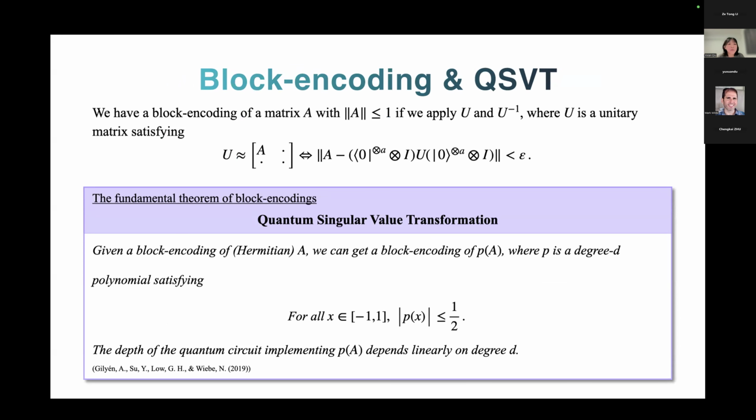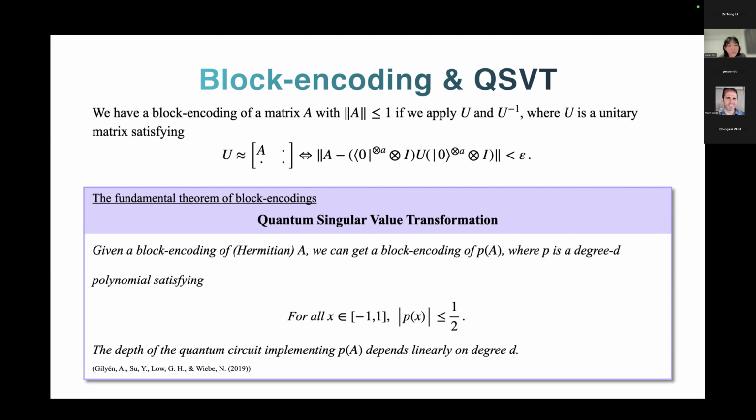So if we have the block encoding of the matrix A with the spectral norm bounded by 1, and with block encoding we can efficiently apply the unitary and its inverse, then the property of this block encoding is that we apply the matrix A on the top left corner of the unitary, and it leads to the theorem of this block encoding.